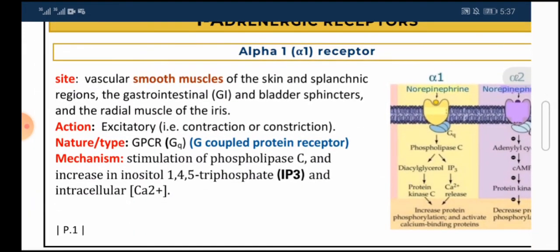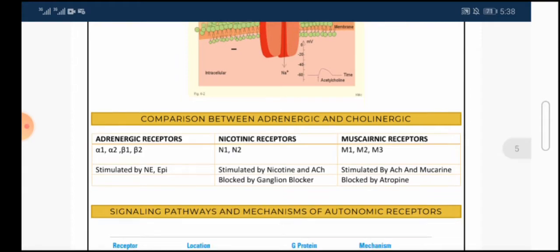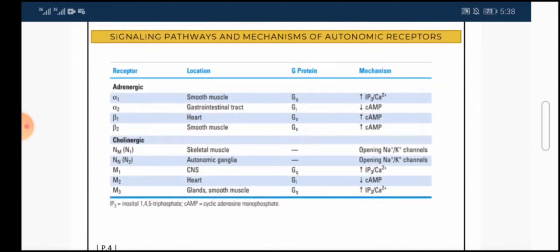For the alpha 1 receptors. This table is made to make it easier for you to remember the differences of adrenergic and cholinergic receptors. Here for this table, we just need to know type of receptor plus its location. So we need the two first columns.